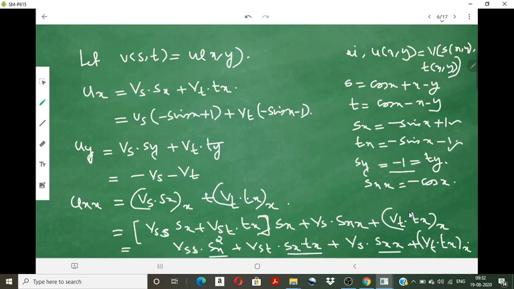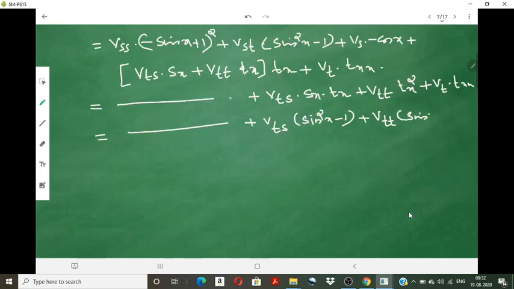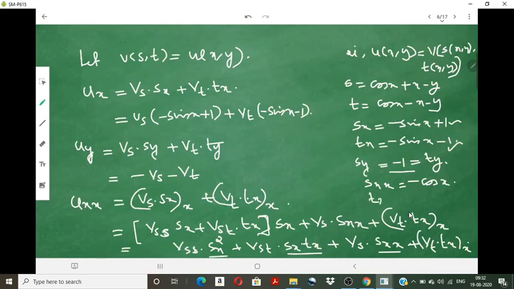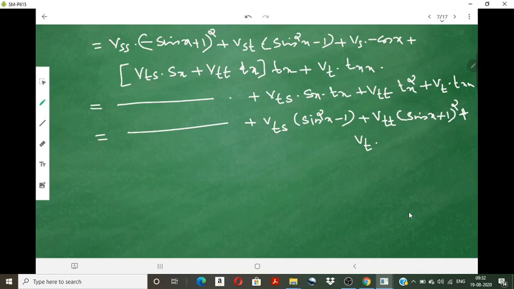What is Tx? Tx is minus sin x minus 1. Squared, the minus sign will become plus, so sin x plus 1 square, plus Vt into Txx. What will be Txx? Tx is minus sin x minus 1, so the derivative is minus cos x, same as Sxx. So Vt into minus cos x.